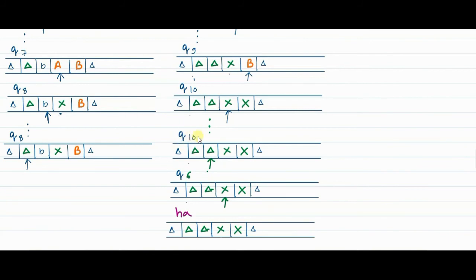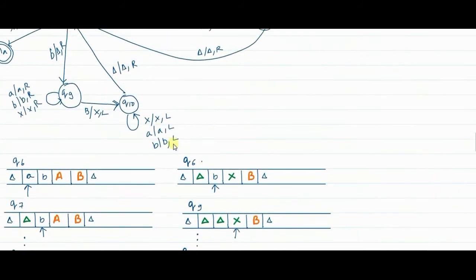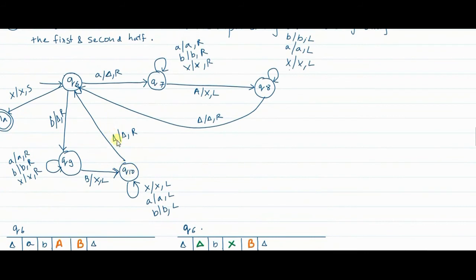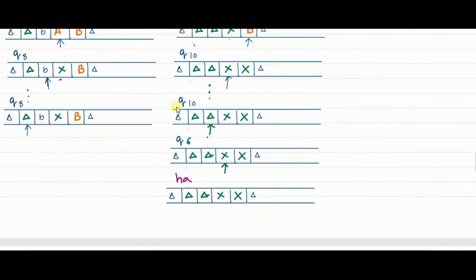Again in Q10, if delta is encountered, then what do you do? In Q10, if delta is encountered, delta replaces with itself, the pointer moves one place to the right, and we go to Q6. So this is the end of the iteration. The pointer moves from here to here. And from Q10 you come back to Q6, which is the start state. So in the second iteration, what we have done? We have matched this delta with this X.